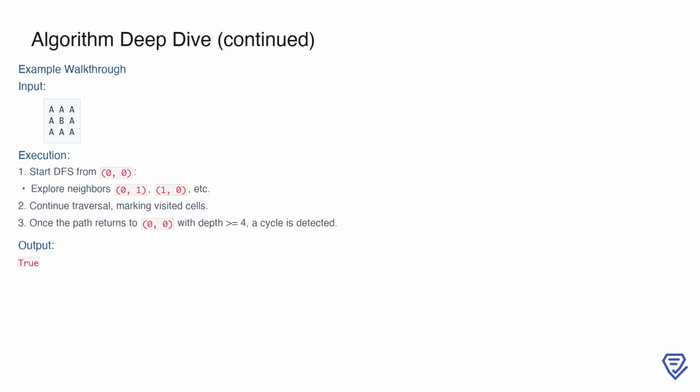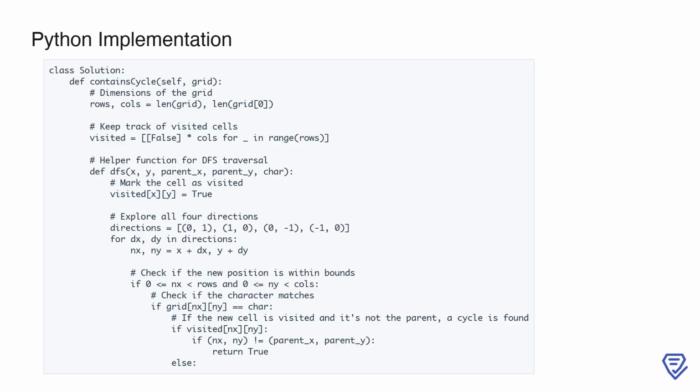Here, we begin by defining the class Solution and the method containsCycle, which will determine whether there is a cycle in the given 2D grid. First, we calculate the dimensions of the grid using len(grid) for the number of rows and len(grid[0]) for the number of columns. These values will help us handle grid boundaries efficiently during traversal. Next, we initialize a visited matrix of the same dimensions as the grid, where each cell is initially set to false. This matrix will help us keep track of which cells have already been visited during our traversal.